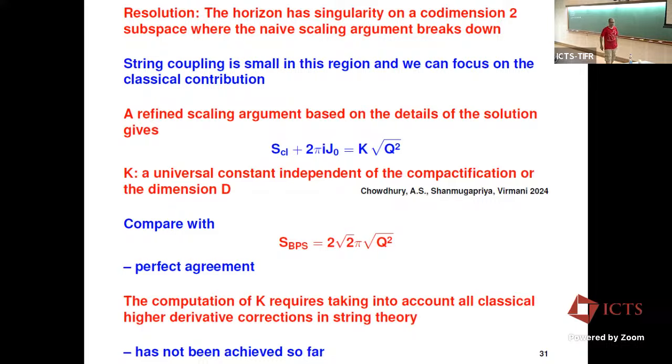So this means that there is perfect agreement. Of course, we don't know what k is because we cannot calculate it. And one can show that if we really want to compute k, this requires taking into account all classical higher derivative corrections in string theory. Because once there is a singularity, you cannot just stop at 4 derivative or 6 derivative. You have to really look at the full set of higher derivative terms. If we could do that, then we could in principle compute k, but that has not been achieved so far. So this is where we stand as far as BPS states are concerned.